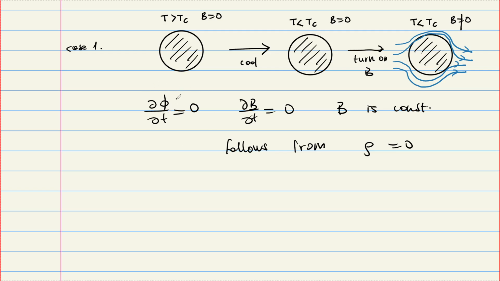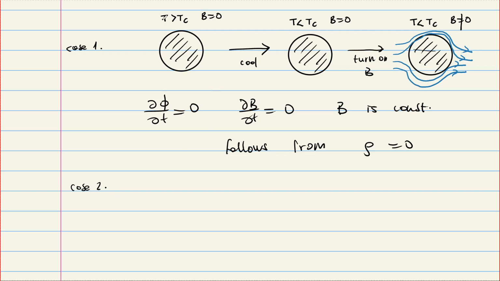Flux being constant is a consequence of rho equal to 0. When you go to the superconducting phase and turn on these blue lines, even if the blue lines are directed through the sample, they have to go out of the sample at the end. Good. But this is not the Meissner effect. The Meissner effect is actually stronger than that. And let's consider case 2 to see the Meissner effect.